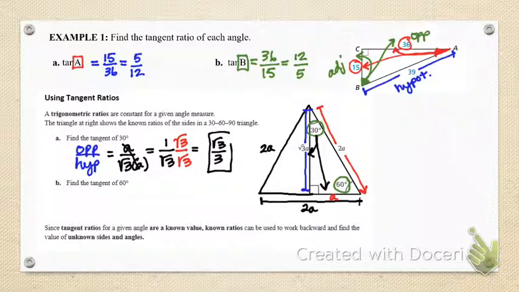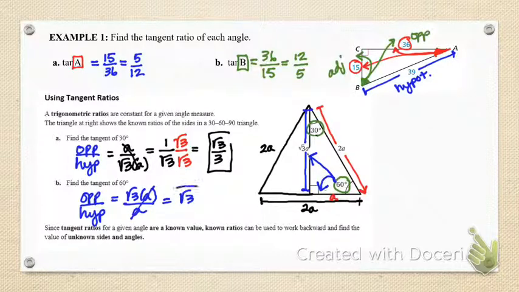All right, let's do the same thing with the tangent of 60 degrees. So going in, tangent of 60 degrees is going to be the ratio of the opposite side to the adjacent side. So the opposite side was here, root 3a, and the adjacent side is here, a, and then we're going to simplify, and we get the square root of 3, or the square root of 3 over 1 if you want.